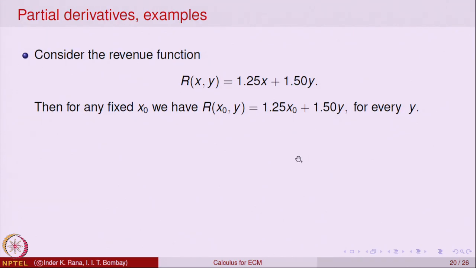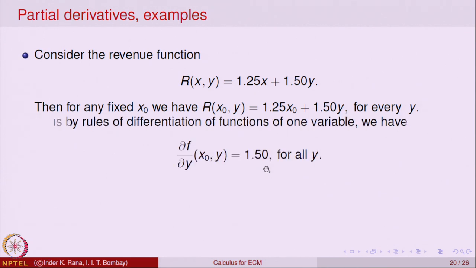So, we can differentiate, apply the rules of differentiation of one variable and calculate its derivative. That tells us, because this as a function of y is differentiable, we get the partial derivative of this r(x, y) with respect to y at (x0, y), whatever be x0. The value comes out to be: this part gives you the derivative 0, and this part gives you the derivative 1.5 for all y.